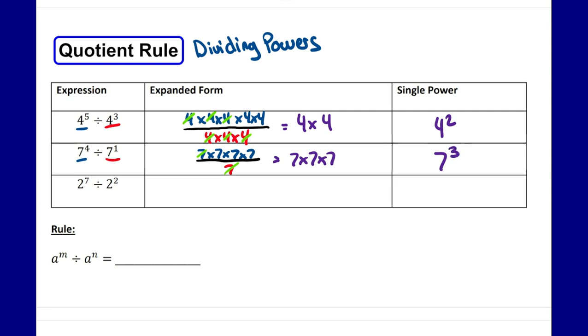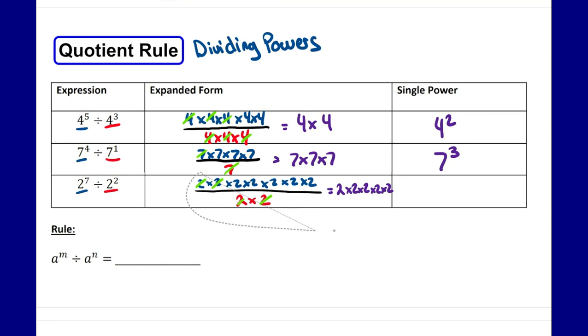Let's look at the next one. 2 to the power of 7. So that's 2 times 2 times 2 times 2 times 2 times 2 times 2, all divided by 2 to the power of 2, or 2 times 2. Let's cancel out what we can to simplify. So cancel out 2 2's on the top, 2 2's on the bottom, and we end up with 2 times 2 times 2 times 2 times 2.